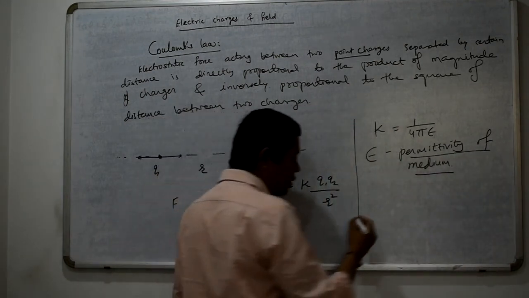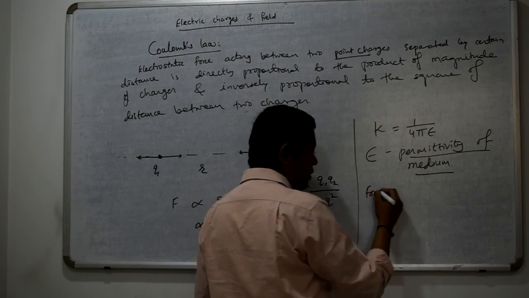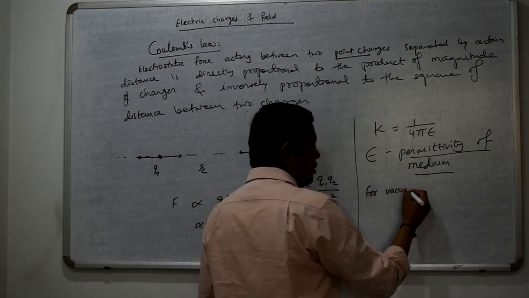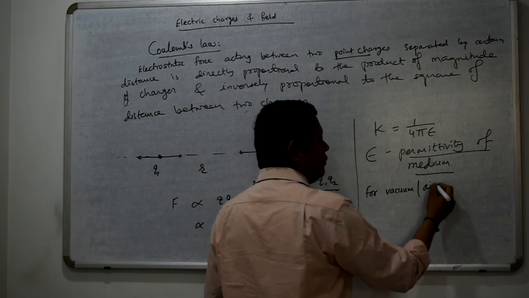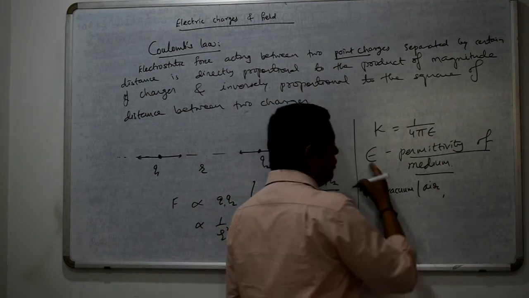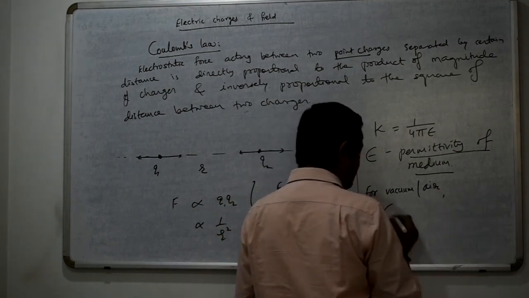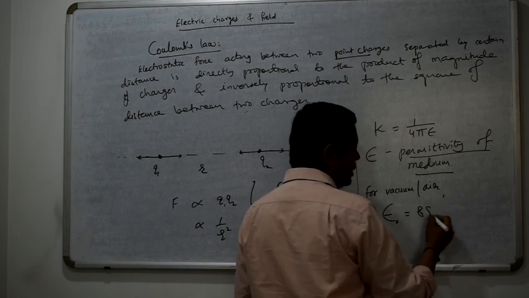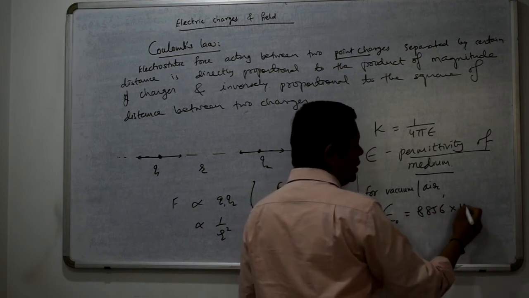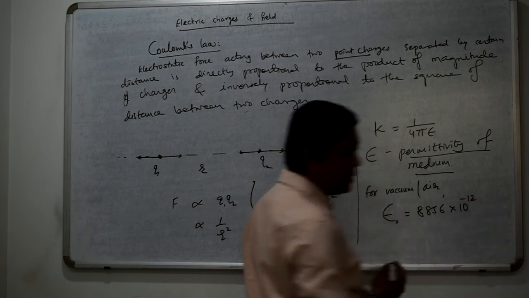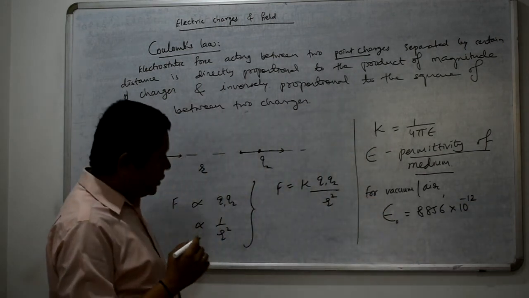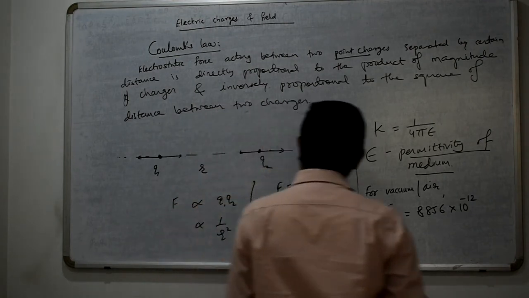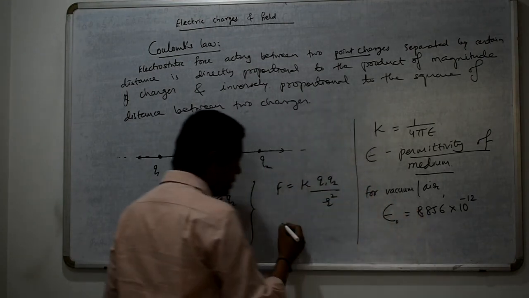And that is why the permittivity of a medium is different for different media. If it is a vacuum or air, the value of this permittivity, represented by the symbol epsilon sub 0, is around 8.856 into 10 raised to minus 12.